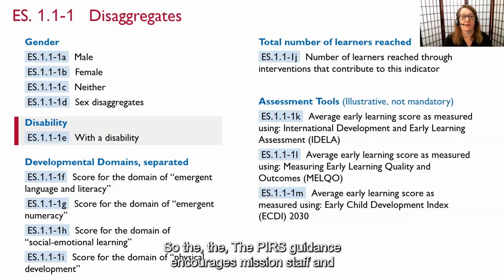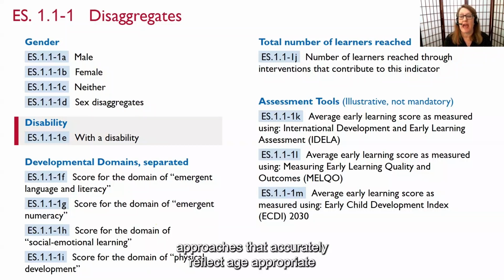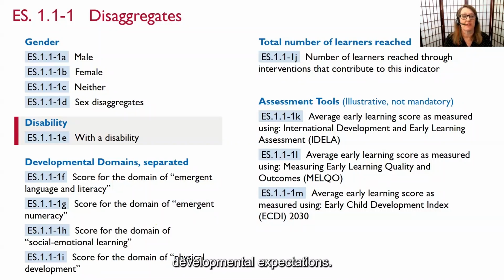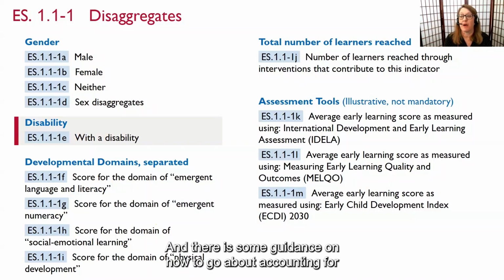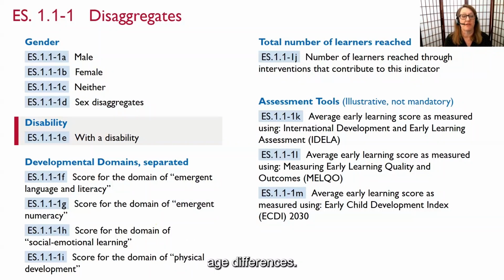So the PERS guidance encourages mission staff and implementing partners to adopt monitoring and assessment approaches that accurately reflect age-appropriate developmental expectations. And there is some guidance on how to go about accounting for age differences.